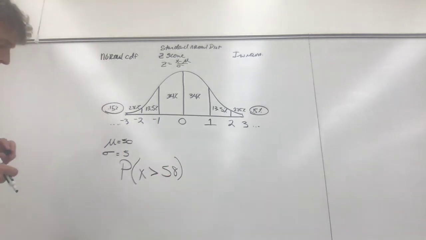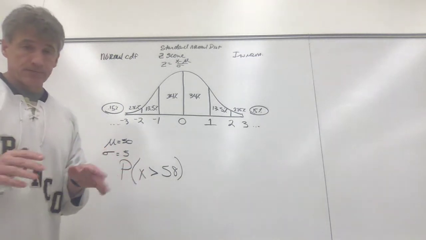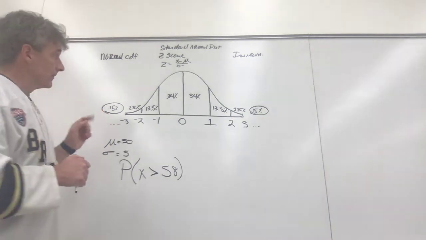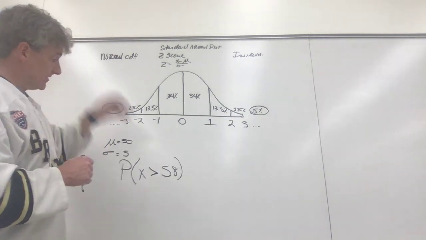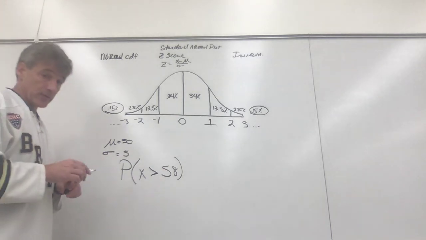All right. There's 2 ways to approach this. You can approach this in raw data land, or you can approach this in z-score land. Let me first do it in z-score land, then I'll show you how to do it in raw data land.